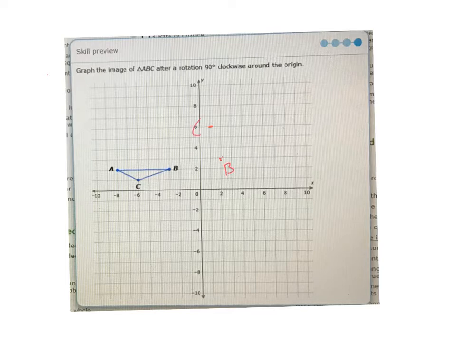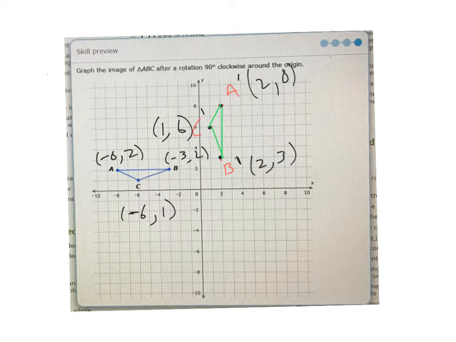So that's C. And then A was at -8 and 2, so it's going to be 2 away from the axis and +8. Oops, is that right? 2 away from the axis. +8, I think. Oh yeah, that looks right. It's a bit of a funny triangle, isn't it? Okay, so that's A.